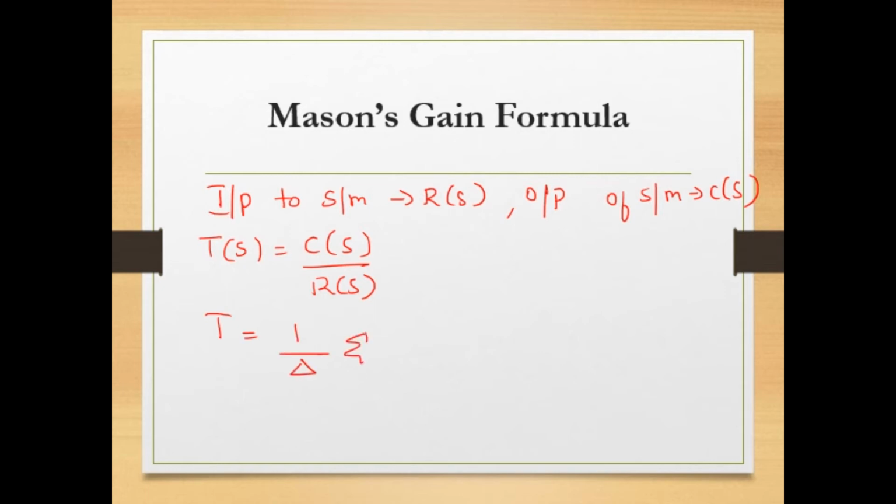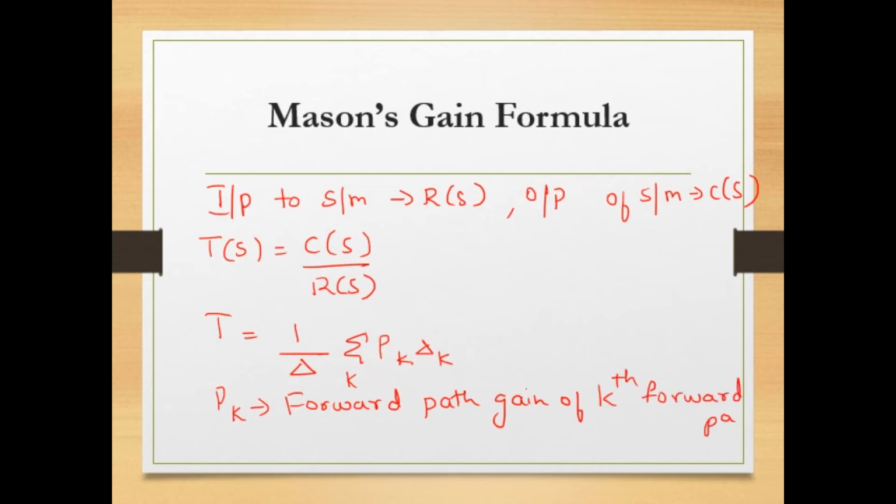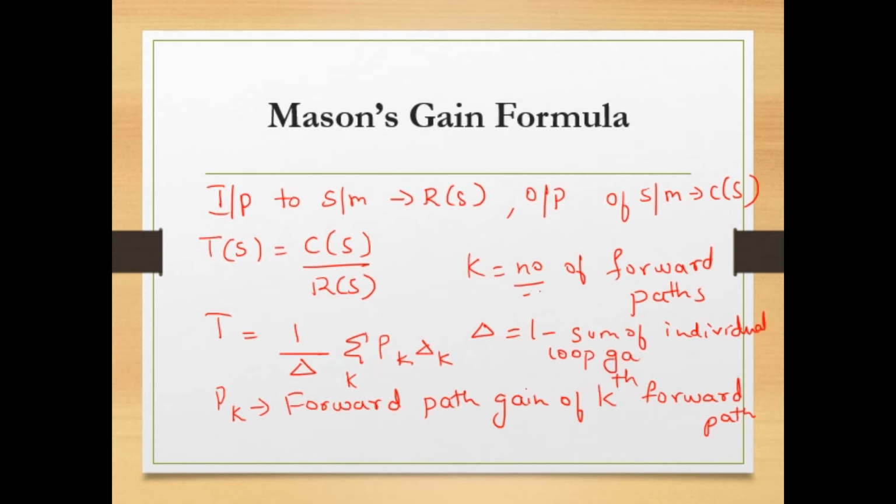K Pk into delta K, where Pk indicates the forward path gain of the kth forward path, and K is the number of forward paths in the signal flow graph, whereas delta is 1 minus the sum of individual loop gains plus the sum of gain products. I'll take it to the next slide.